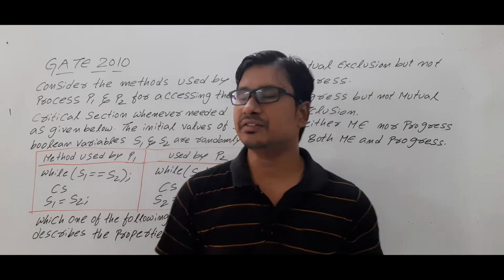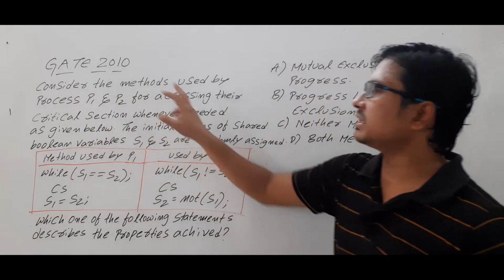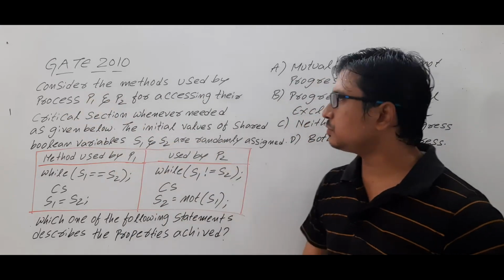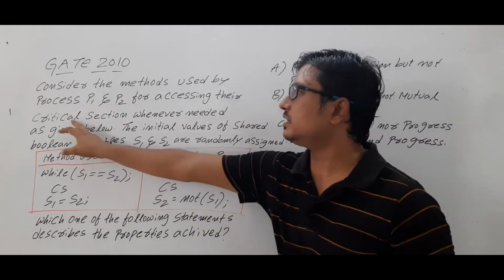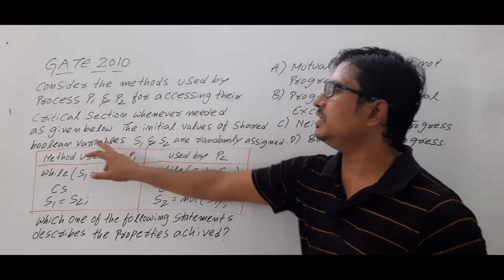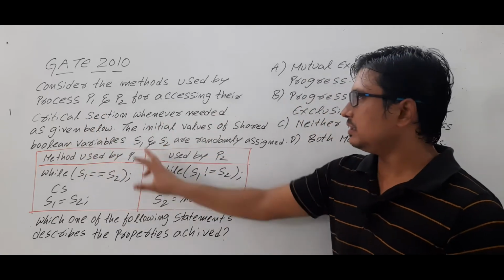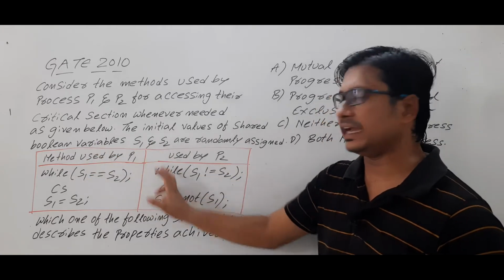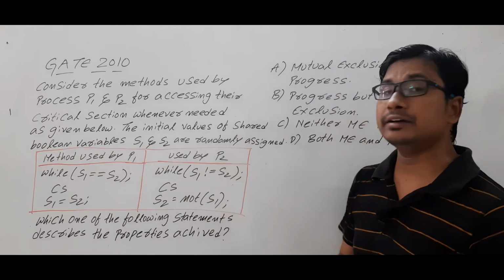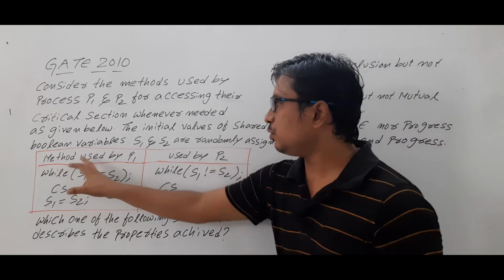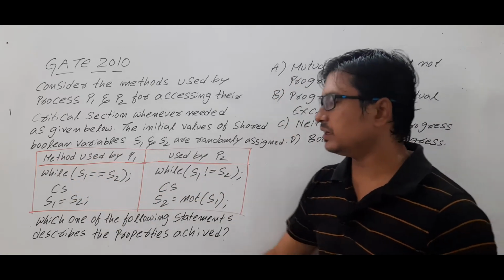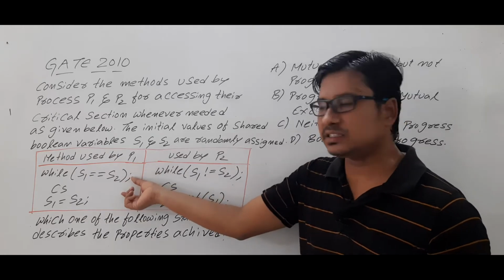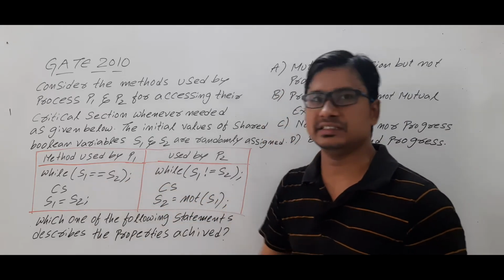Look at the question carefully. Consider the methods used by process P1 and process P2 for accessing their critical section whenever needed, as given below. The initial values of shared Boolean variables S1 and S2 are randomly assigned. Method used by the process P1. You know that any process synchronization mechanism will have the entry section, critical section, then exit section.